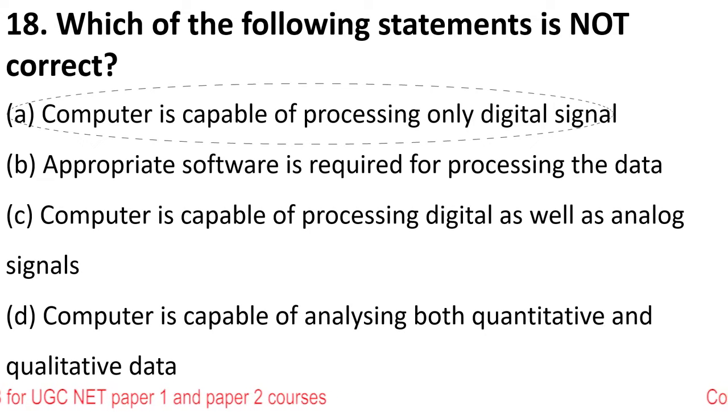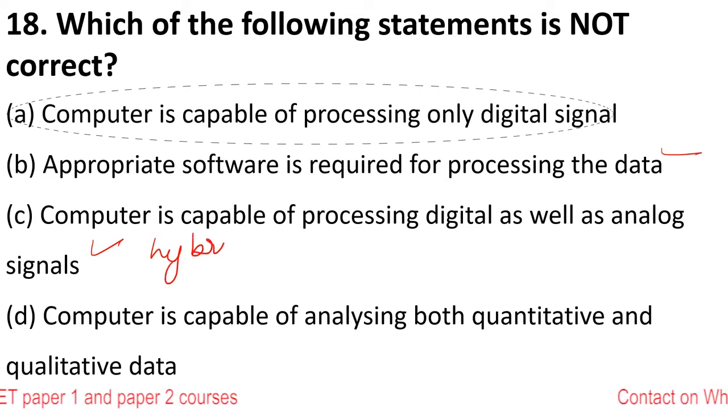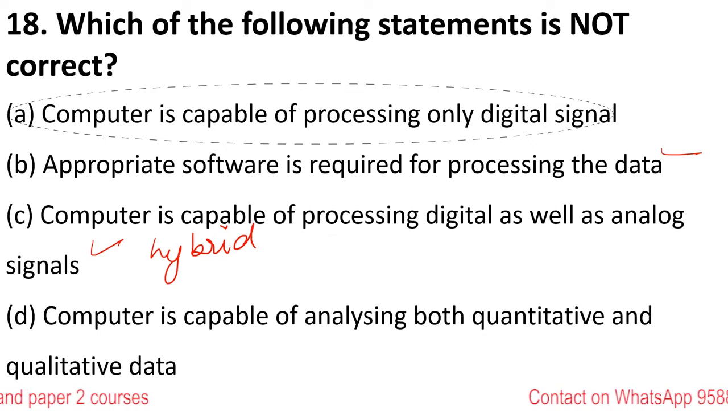Let me also read you the other options. Appropriate software is used for processing of data. Yes, this is correct. Computer is capable of processing digital and analog signals. Yes, as I told you, hybrid ones. Computer is capable of analyzing both qualitative and quantitative data. Yes, there are different softwares that can analyze this. So A is the right answer.